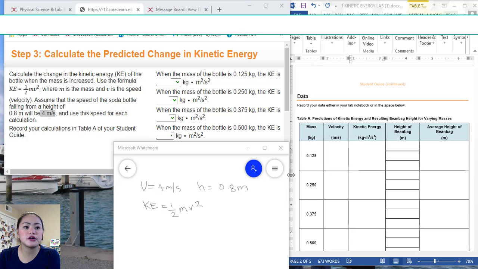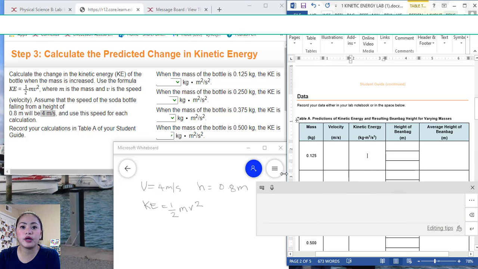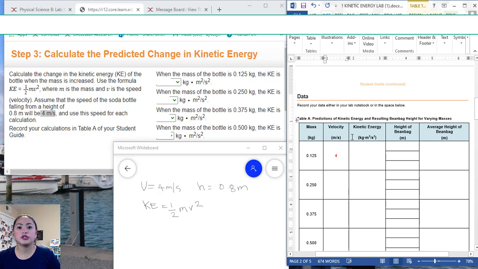This is our mass. So how are we going to solve for kinetic energy? Our velocity here is already given, by the way. So we are going to write 4 here. You don't need to write the unit because it's already up there. So that's 4, so it's consistent. It will be 4 for all of these. I'm just not going to write that because I want you to do that.